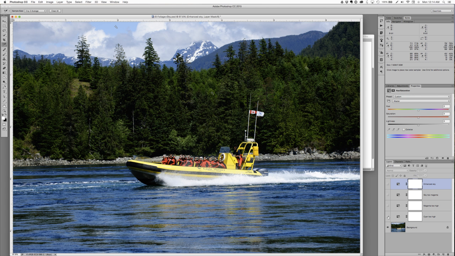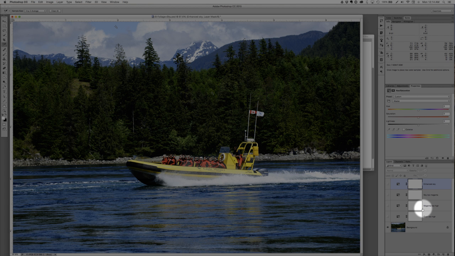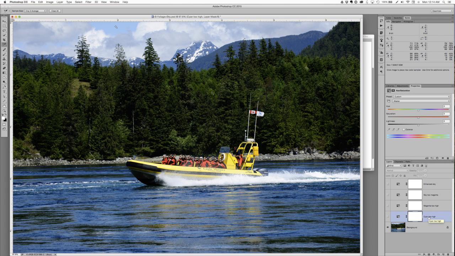Here's before, here's after. I suggest you download this file and try it out and try changing these layers here. Turn them off and turn them on again, and take a look at what it looks like when the magenta is too high or when the cyan is too high, and see how that changes the green.